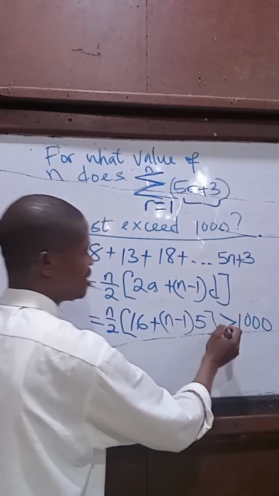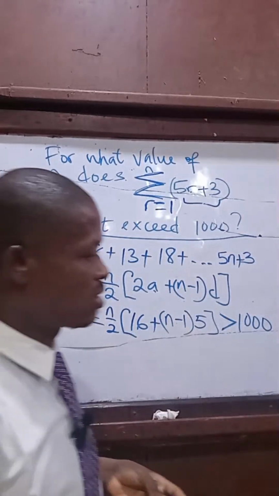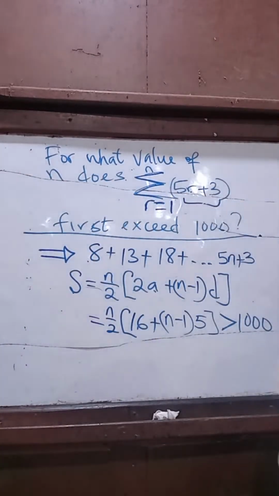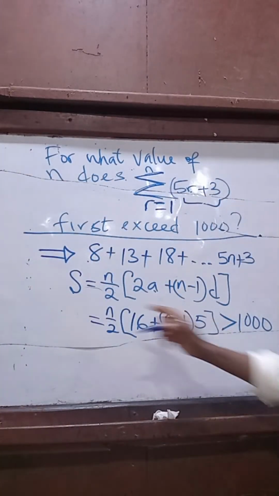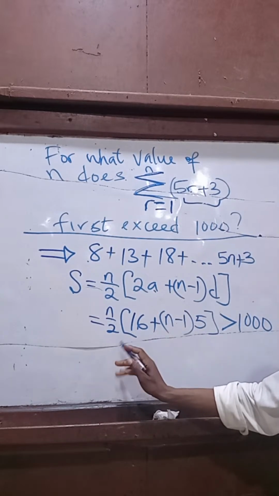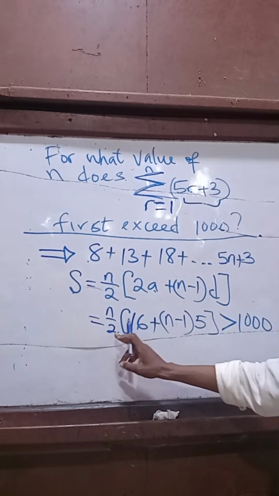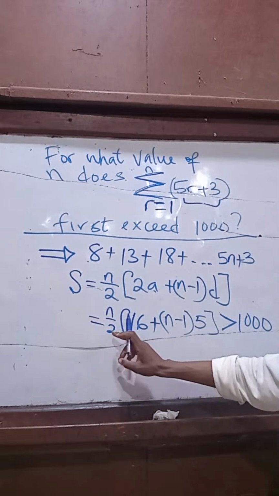The sum exceeds 1,000, which means greater than 1,000. So let's do the expansion. We can remove these 2 from here.